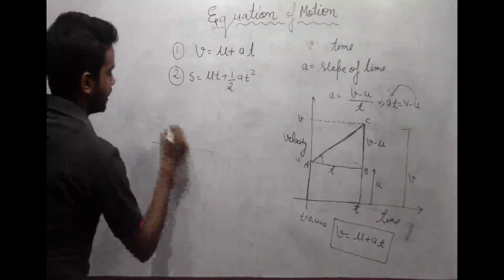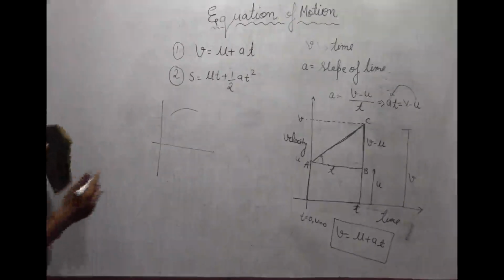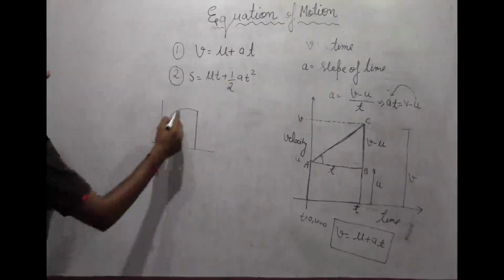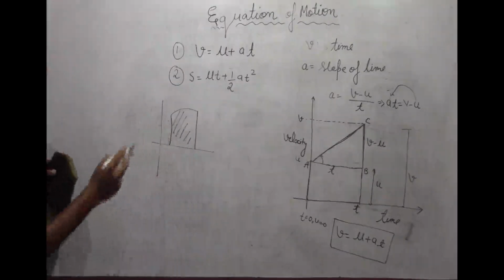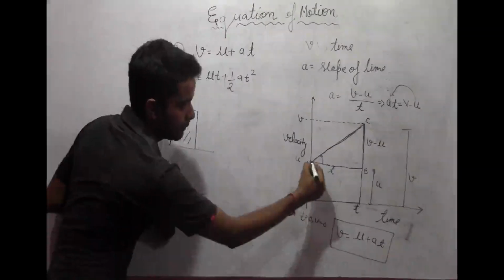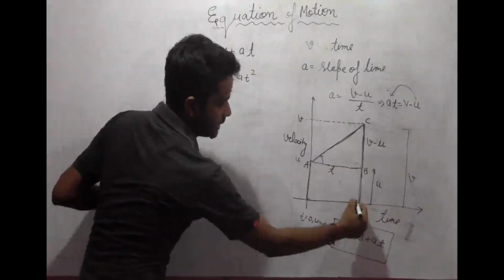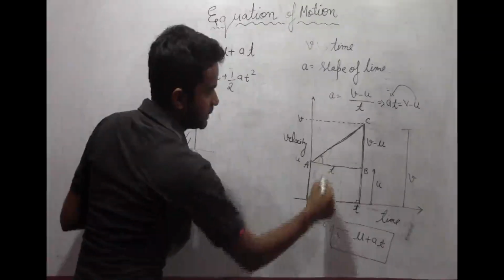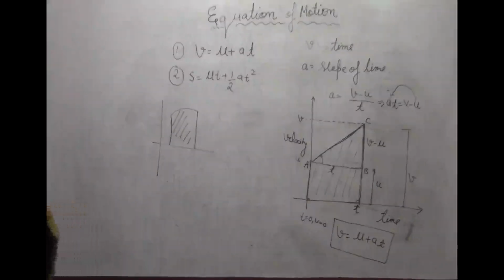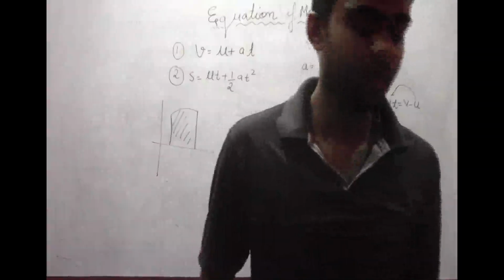Suppose this is your graph, and I am asking what its covered area is. You will simply drop a perpendicular on the horizontal axis, and this area will give you the covered area. Your graph is the straight line A and C. If you drop a perpendicular from A and from C onto this axis, then your covered area will be this complete area. The covered area in the velocity time graph gives the distance or displacement traveled by a body.